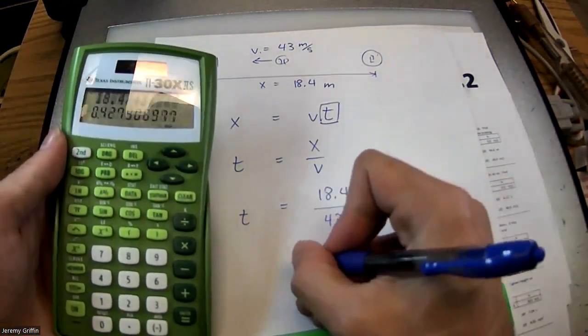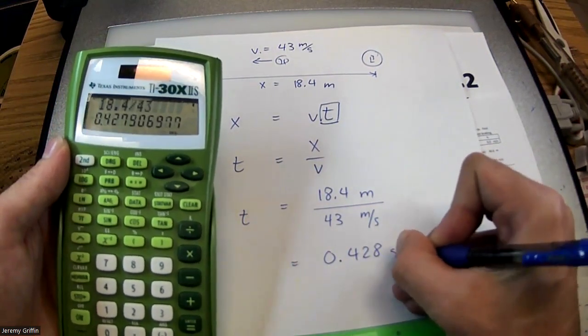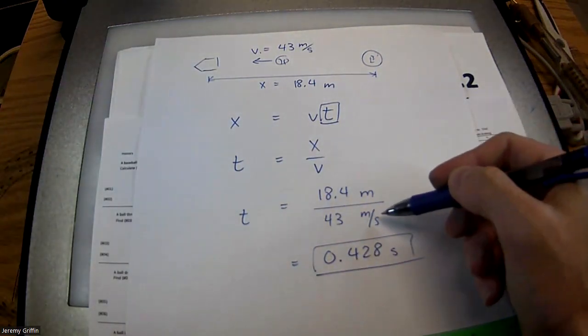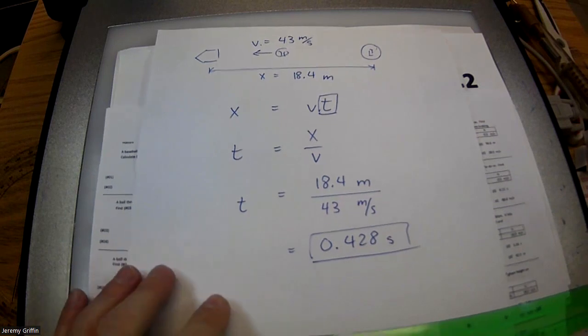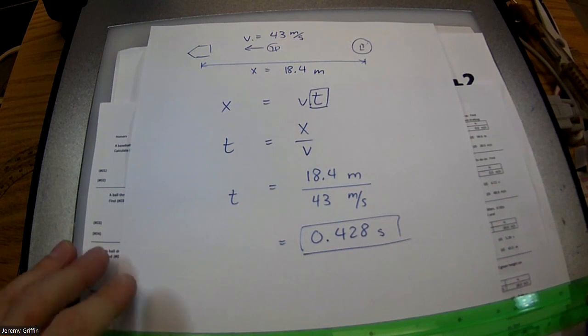I'm getting 0.428 seconds would be the reaction time. Okay. Meters cancels, seconds flips back up to the numerator. There you go. That's it. Okay. 0.43 seconds. Pretty good. That's right.